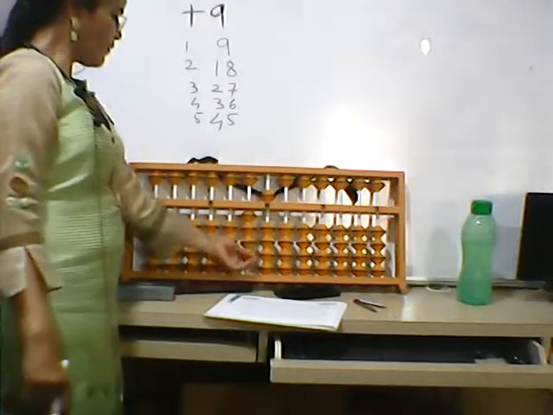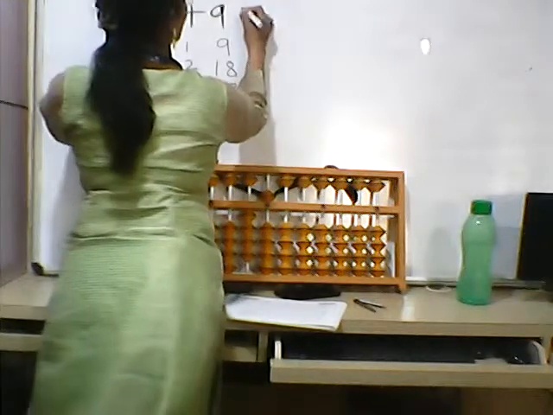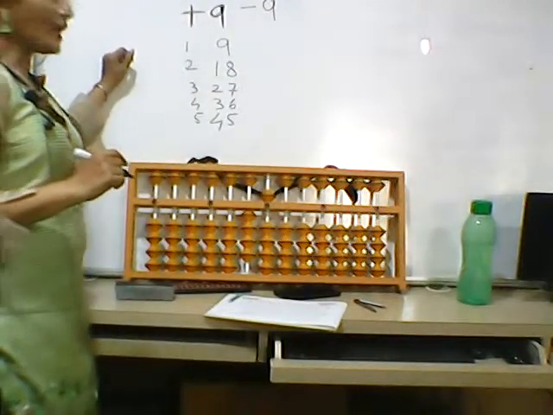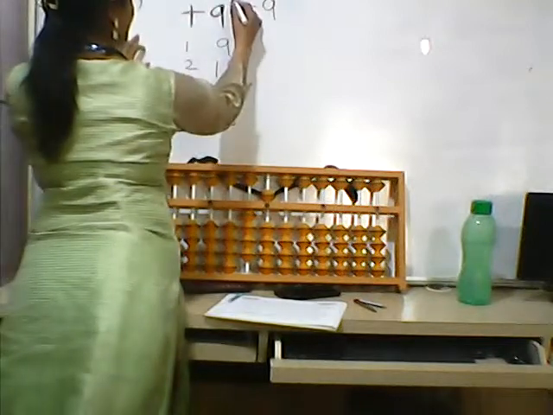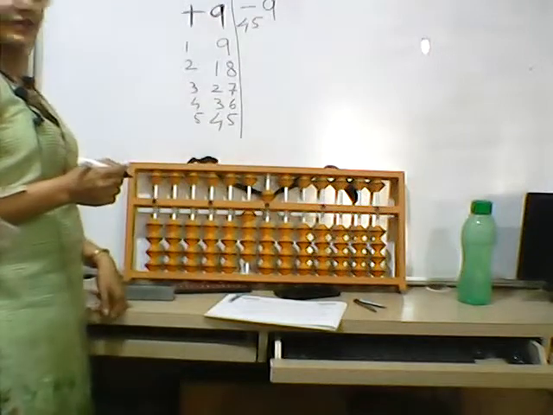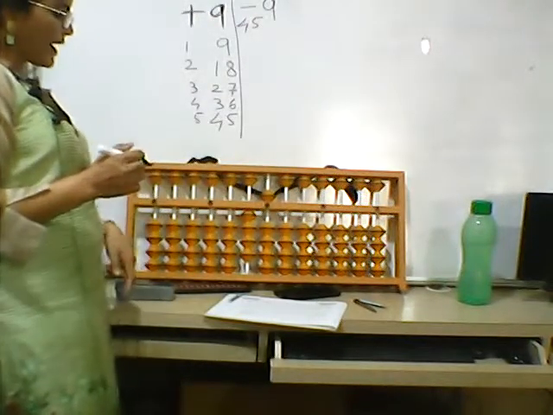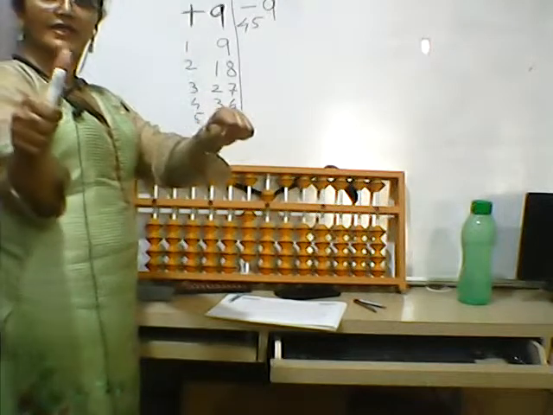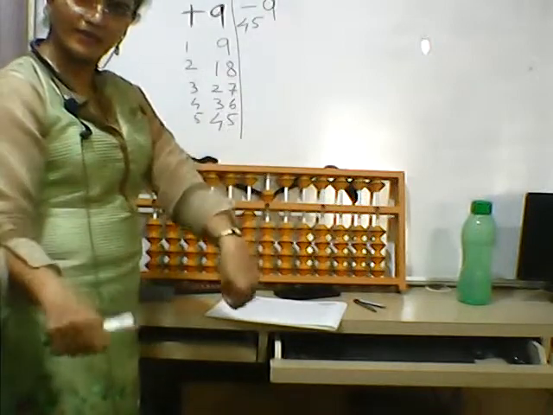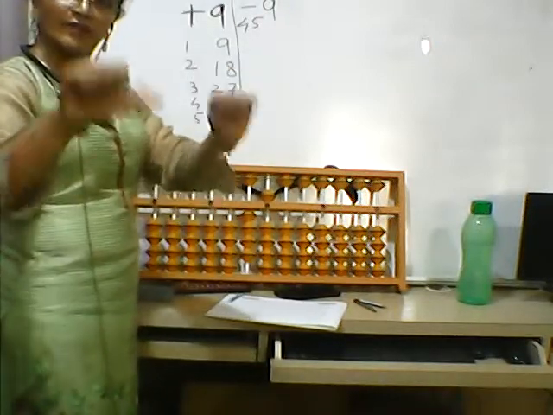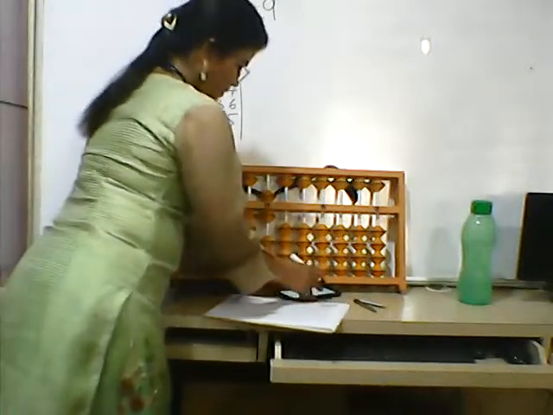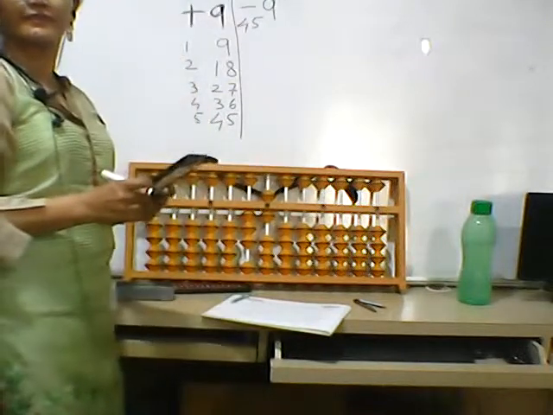Now we will do minus 9 game. Now we are doing minus 9. The name of the game is minus 9. So for minus 9, you write down 45 here. 45. Now we are doing minus 9. So minus 9. 9 ka friend. Plus 1, minus 10, plus 1, minus 10, plus 1, minus 10, plus 1. Good. Good.